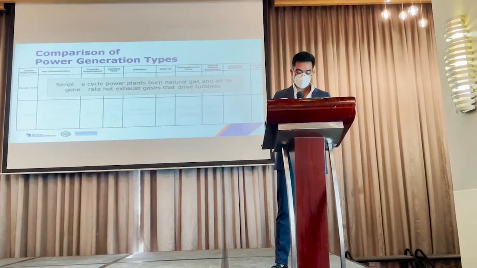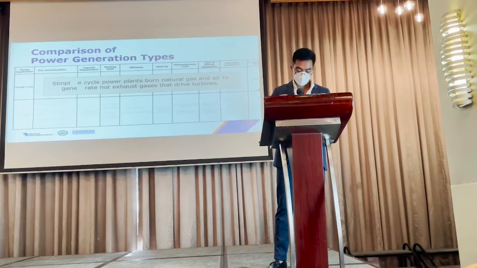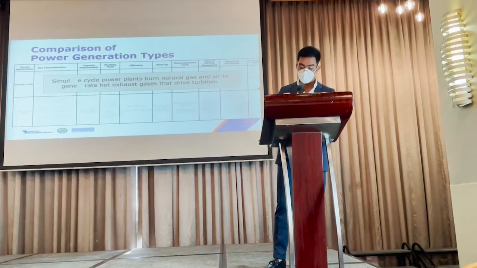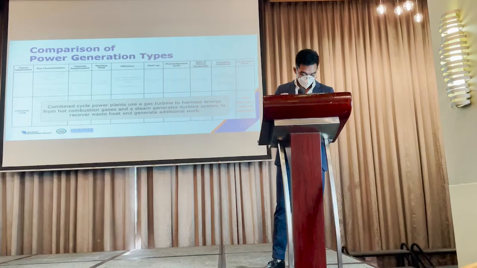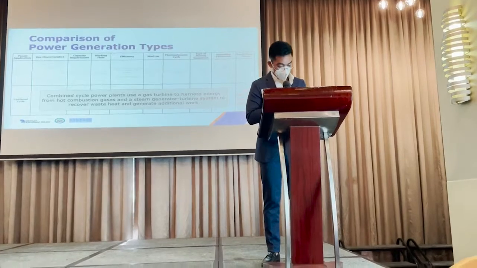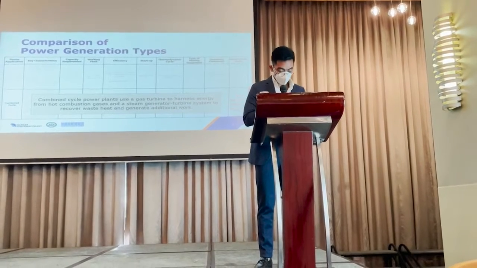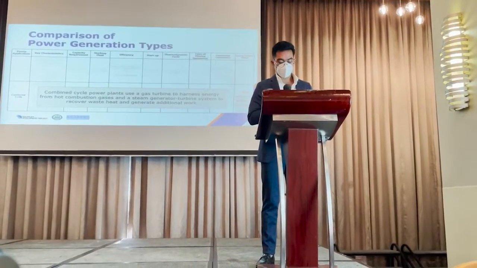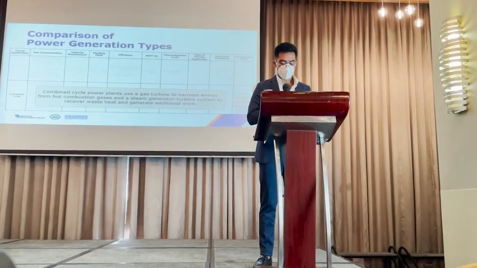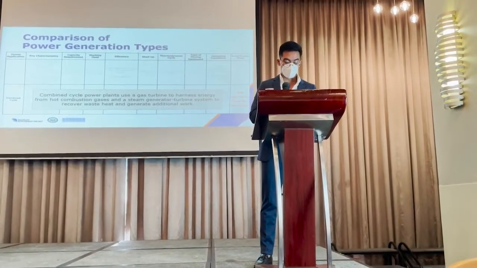Simple cycle power plants burn natural gas and air to generate hot exhaust gases that drive turbines. The gas turbines in these plants must operate at lower exhaust gas temperatures to achieve higher efficiencies. Combined cycle power plants, on the other hand, use 2 turbines, a gas turbine to harness energy from hot combustion gases, and a steam generator turbine system to recover waste heat and generate additional work. A combined cycle setup would usually favor higher exhaust gas temperatures so that the second section of the plant recovers enough heat to operate efficiently.